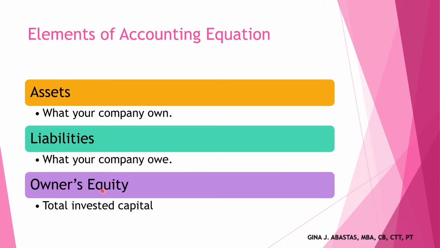Next, we have owner's equity. These are the total capital the owners have invested in the business. This includes the interest of the owners of the company, claims of the owners on the assets of the company, and the investment of the owner plus or minus the results of the operations of the company. You add if it has profit and you subtract for the loss. So owner's equity or capital comes from two main sources, the investment of the owners and earnings from the company.